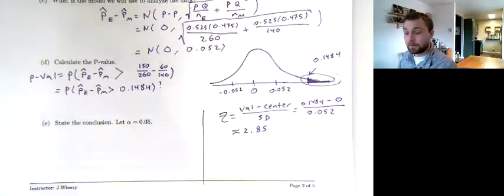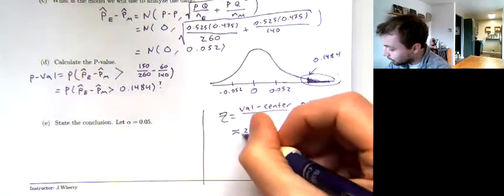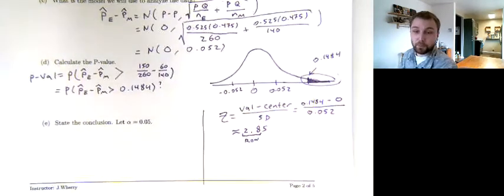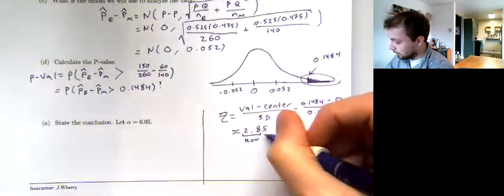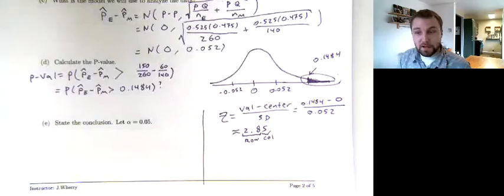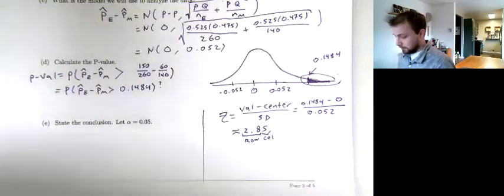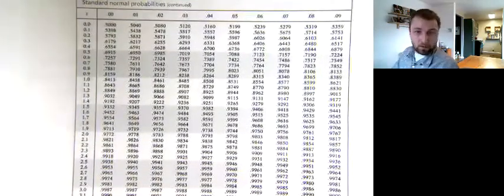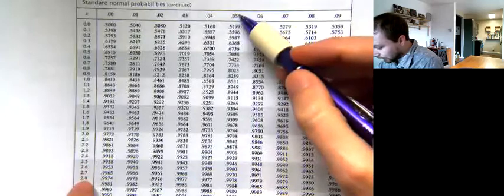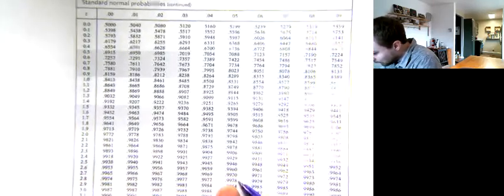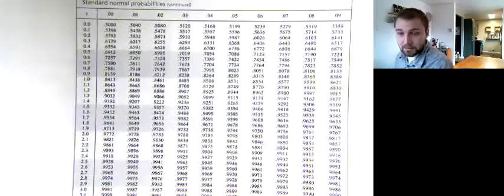Okay, I'm going to look this up on the table. And when I look this up on the table, remember the first 2 digits here are telling me the row. So I'm going to be in the 2.8 row. The last digit tells me the column. So I'm going to find where 2.8 meets the 5. Let's see if I can find that. I have the 5, I have the 2.8, and this is meeting right here at 0.9978.